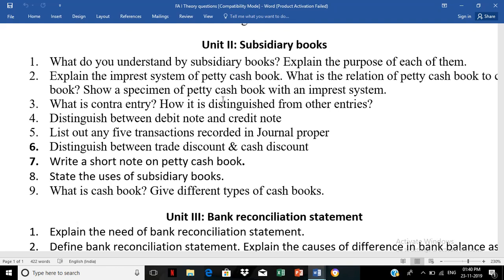The last is a journal proper. Okay, and what is trade discount, cash discount, petty cash book? What do you have to write for that? Uses of subsidiary books and types of cash book, which is a very important one.